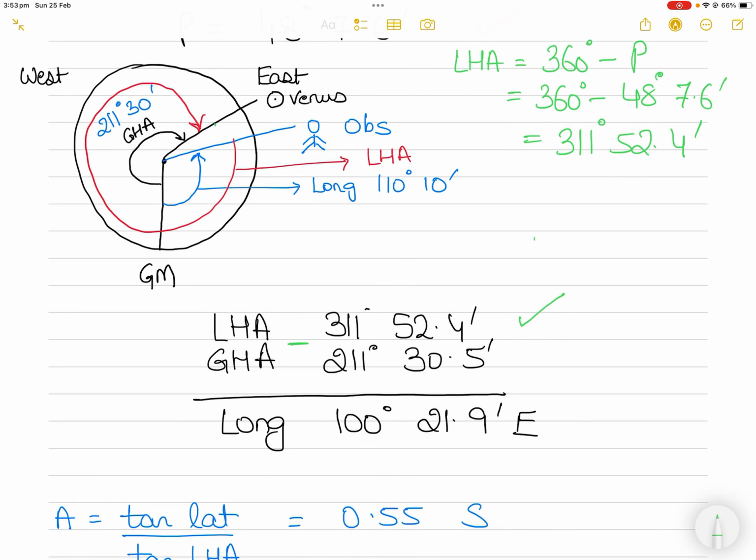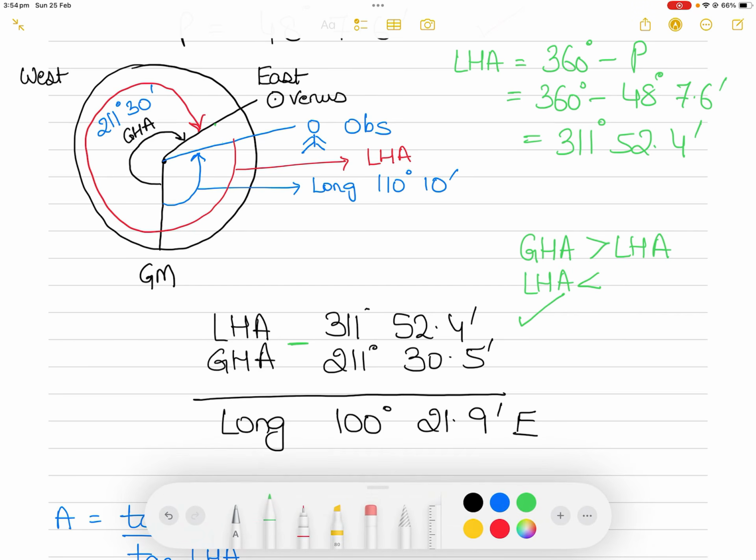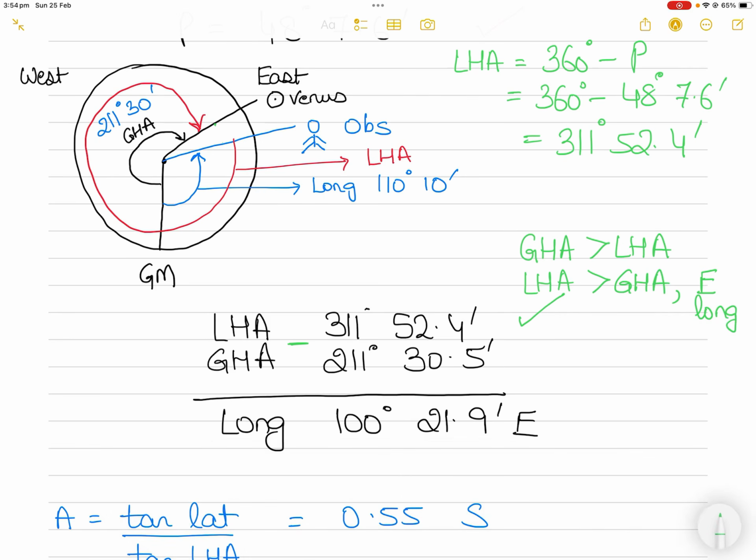If GHA is more than LHA, longitude will be west. If LHA is more than GHA, then we have east longitude. In this case, LHA is more. GHA least, longitude east. GHA best, longitude west. So here LHA is more, GHA is least, longitude is east. So I will subtract one from the other and get east longitude.